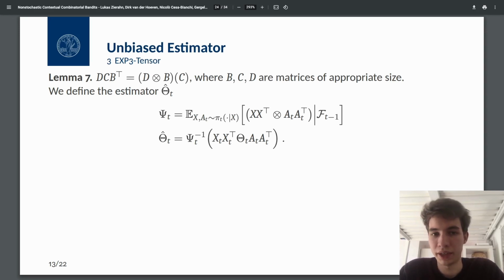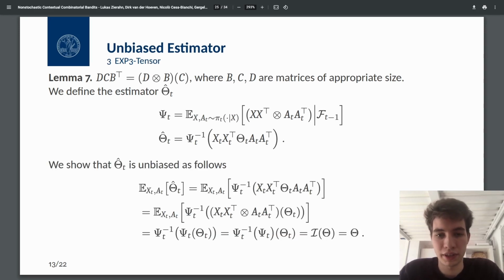Right. And then you might be able to spot here that to show that this is unbiased, the first step after plugging in the expectation of theta hat t is we're going to use this lemma 7, and we can rewrite x_t transposed theta_t A_t transposed as the vector x_t transposed, outer product combined with A_t transposed, acting on theta_t. And then the tensor psi to the minus 1 is acting on this entire construct. And we can plug in the definition of psi t, which we can do by putting the expectation inside, which is fine because all of these operations are linear.